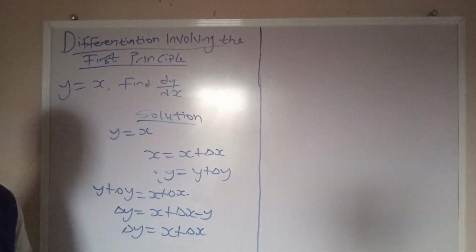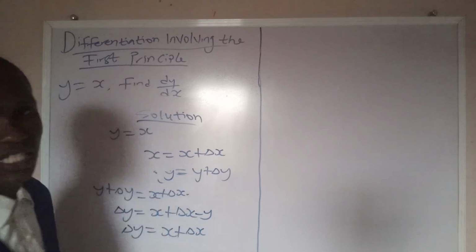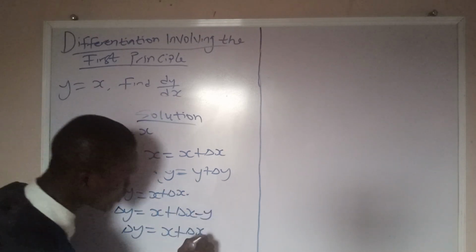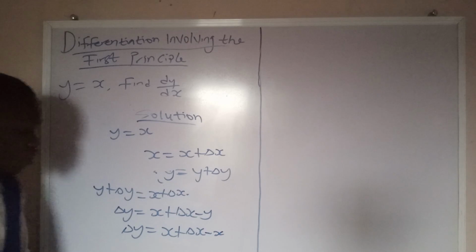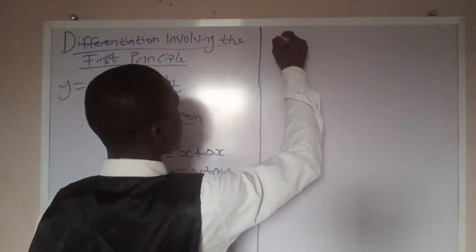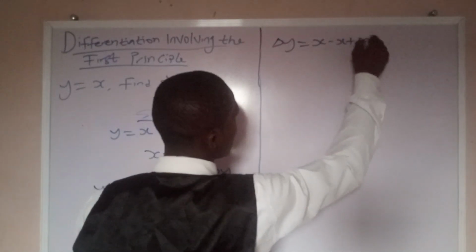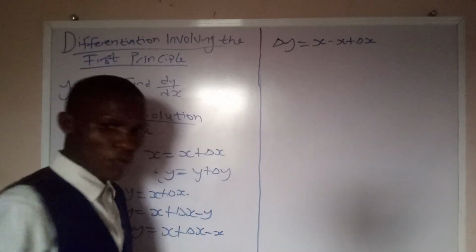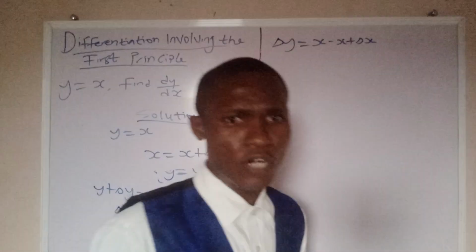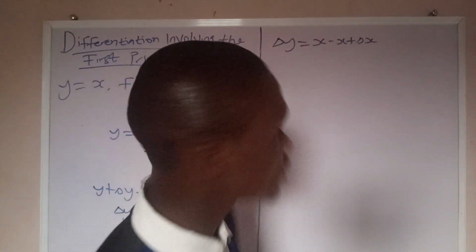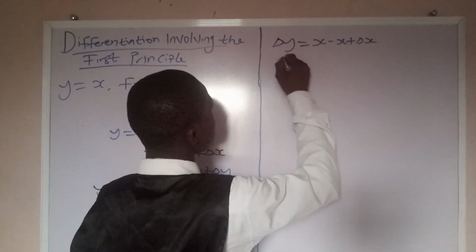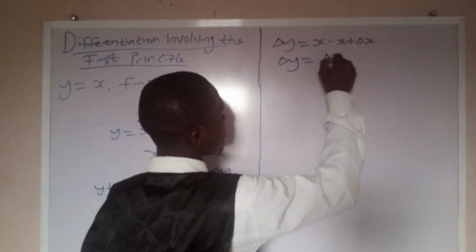And you can know from our previous question that y is equals to x. So in the place of y, I'm going to put x, so minus x. So with this, I'm coming here again to write delta y is equals to x minus x plus delta x. And you know in mathematics, 2 minus 2 is 0, 1 minus 1 is 0. So x minus x is still going to give us 0. So we are left with delta y is equals to delta x.